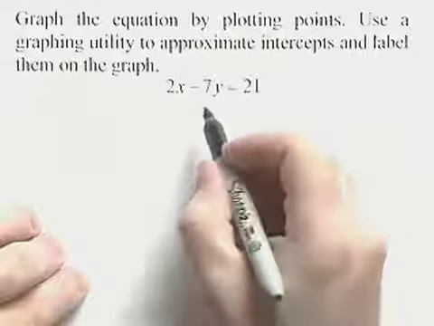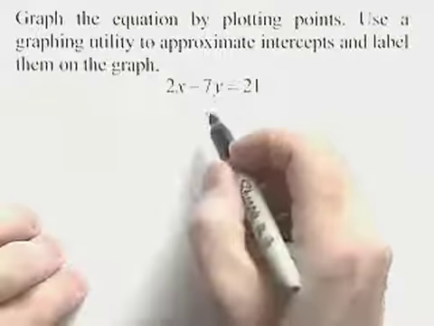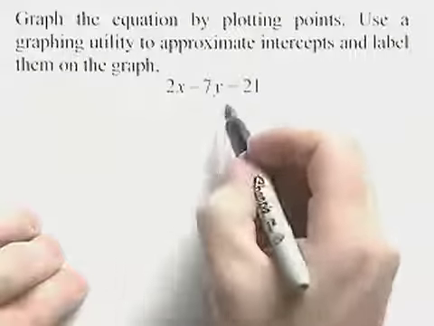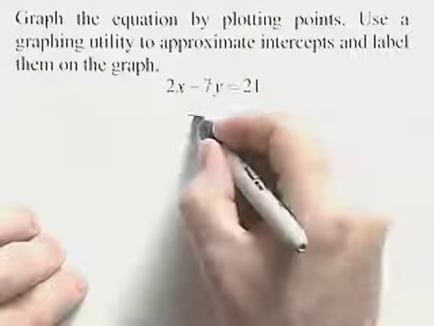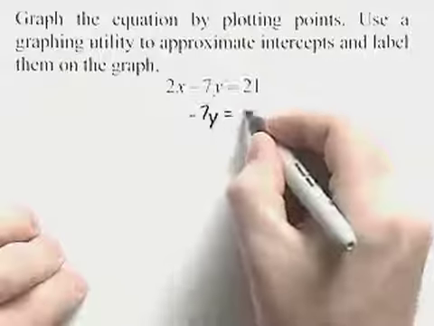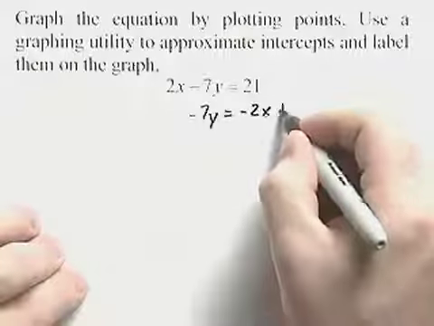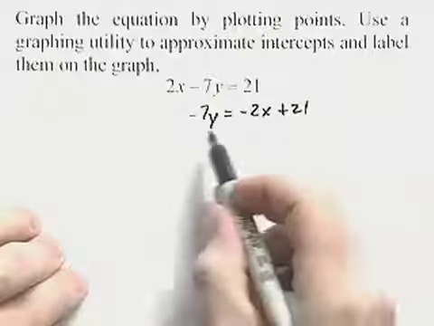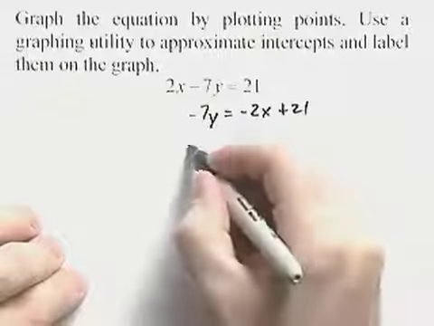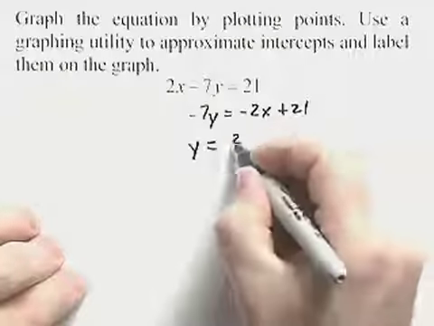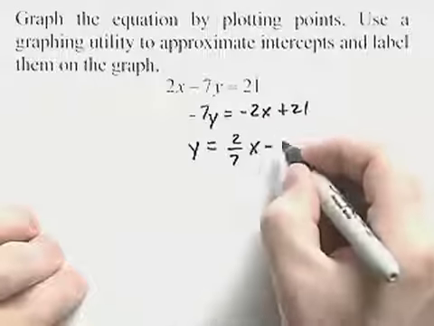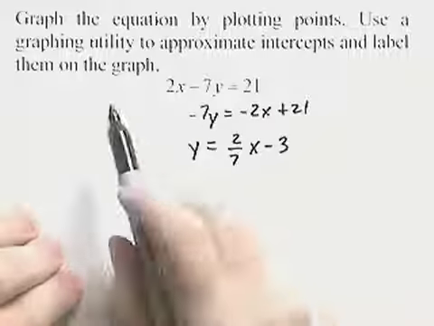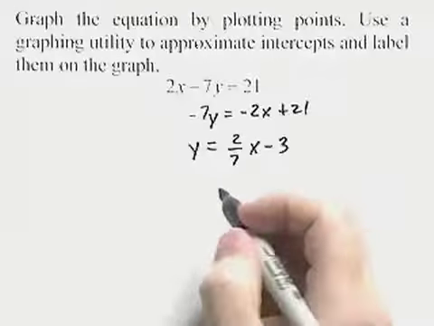We're going to go ahead and solve this equation for y. We want to get y by itself. We'll start by subtracting 2x from both sides. So we'll have negative 7y is equal to negative 2x plus 21. We're going to divide both sides by negative 7, which will give us y is equal to 2/7 x minus 3. To get some points to graph, we're going to make a table of values.